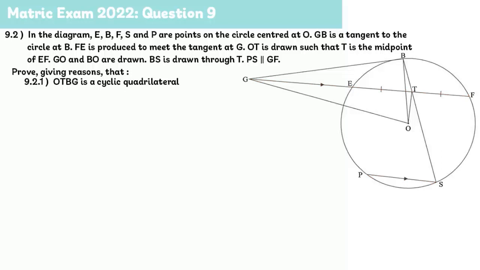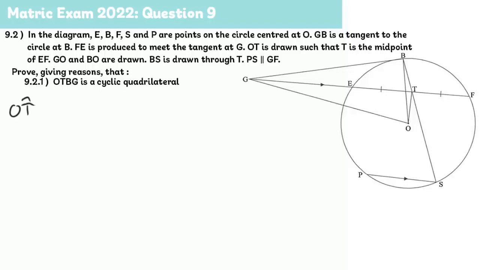9.2.1 goes on to ask us to prove with reasons that OTBG is a cyclic quadrilateral. So the first thing that should go off alarm bells in your head is theorem 4: line subtends equal angles. I'm just going to quickly draw what we're looking for. If this is an angle, and this angle is equal to this angle, then that would mean that this is a cyclic quadrilateral.